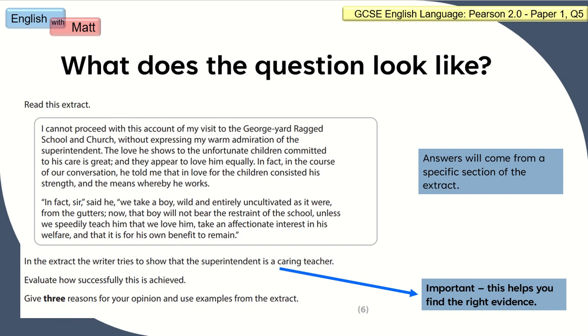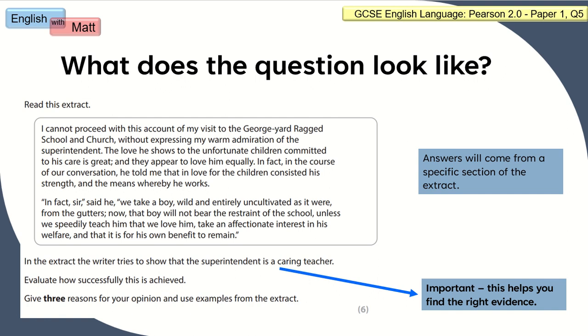So it says in the extract, the writer tries to show that the superintendent is a caring teacher. So that is what you're looking for, evidence that suggests that this teacher figure, the superintendent, is a caring teacher. So you need to find 3 bits of evidence to prove that that is true.